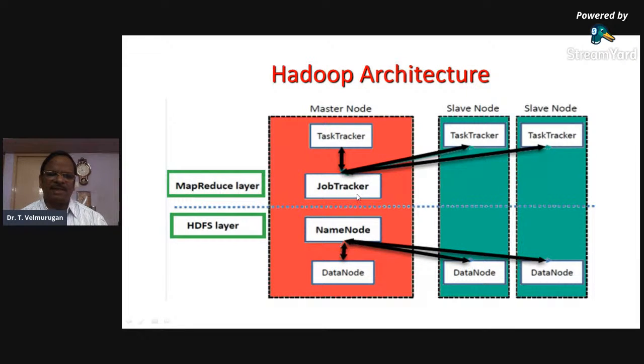The job tracker assigns jobs to the task tracker. The task tracker executes the commands produced by the job tracker. This is the main work carried out in the MapReduce layer. The MapReduce layer has two nodes, one is the master node and another is the slave node. In the slave node, there are many slaves available.